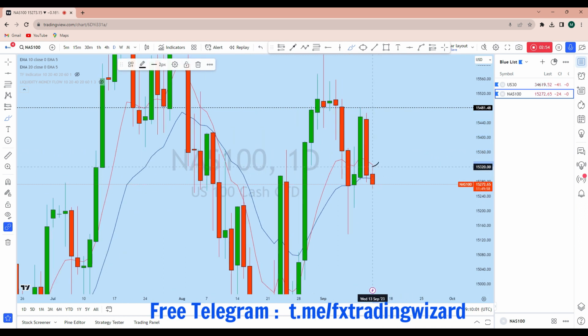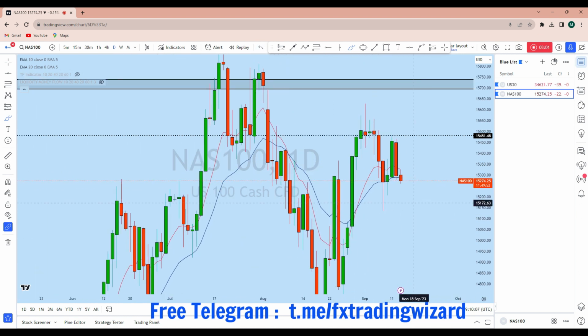Now as you can see, once the market opened, after a little pullback the price started to drop, and I think that from the daily as well we can expect Nasdaq to come down to create a new lower low.